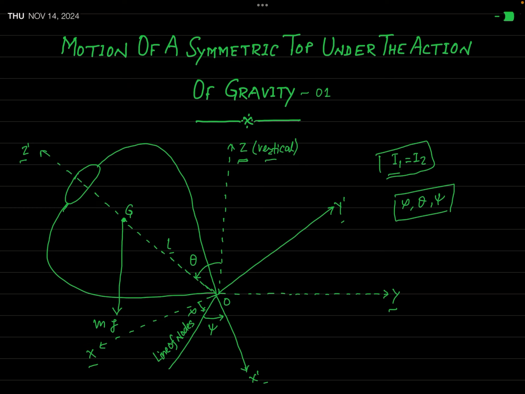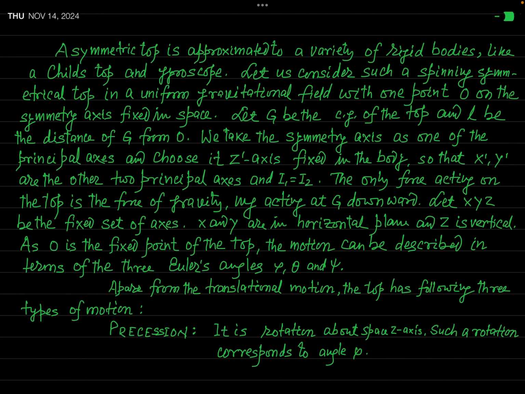In fact, our aim in taking up the present discussion is to deal with the interaction of various types of motion that the top executes. Okay? And as you know, that apart from the translational motion, the top has actually three types of motion. Okay? And what are actually those three types of motion?